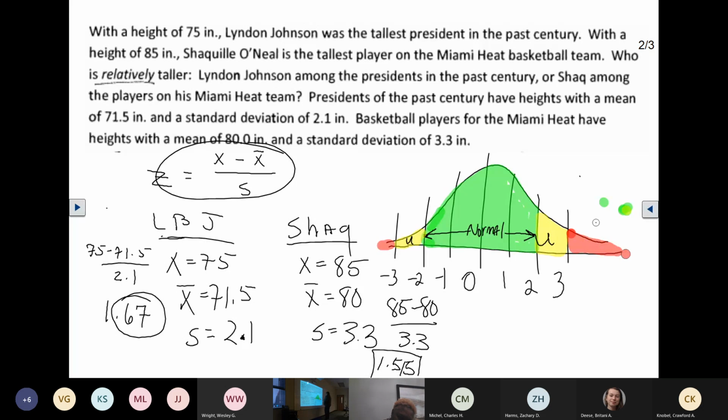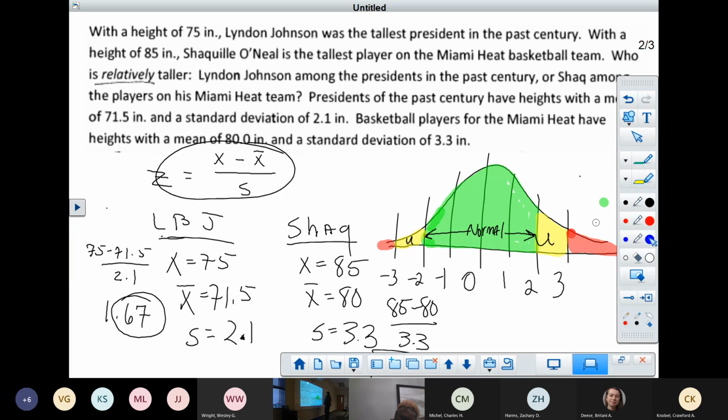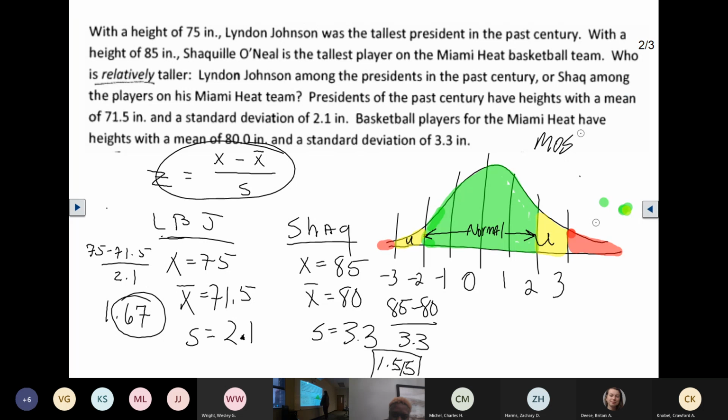So let me ask you a question. If you were comparing two numbers, which one would be the most ER? What do I mean, Hubert? Most ER. M-O-S-T quotation ER. Well, what is this question asking? Who is relatively what? Tall what? ER. Who's relatively taller? ER. So let's plot them.